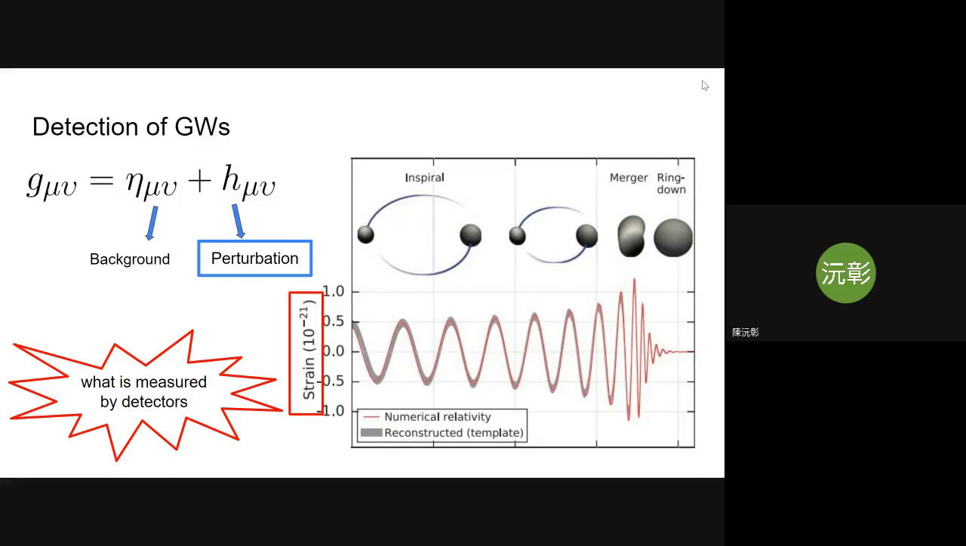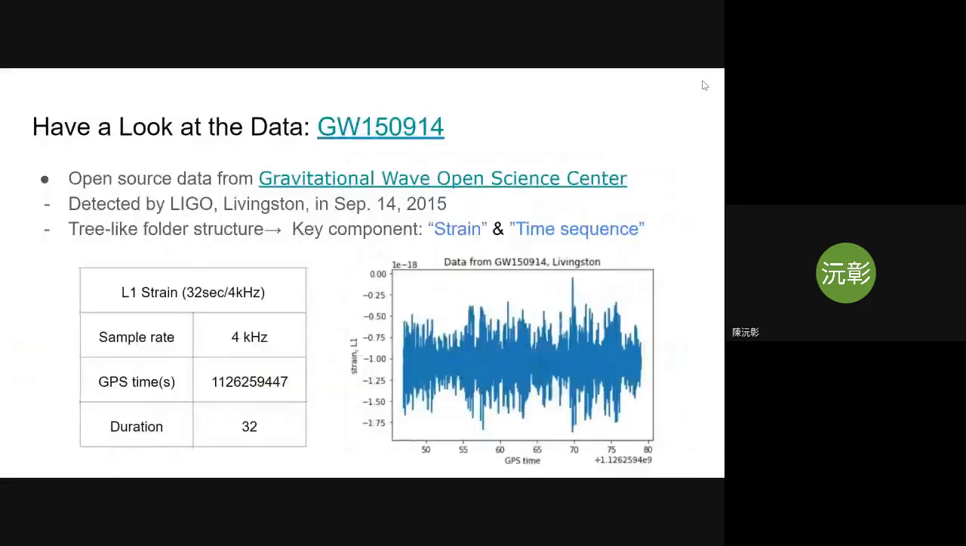So as the plot reveals, the LIGO data closely matches Einstein's prediction. Let's have a look at the real data. It's open source data. We downloaded it from the Gravitational Wave Open Science Center. It's data detected by LIGO at Livingston on September 14th, 2015. As we investigated the data, we can see it's a tree-like structure, just like the ROOT file we used in class.